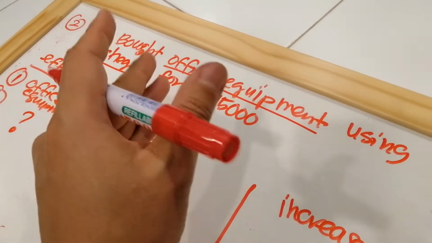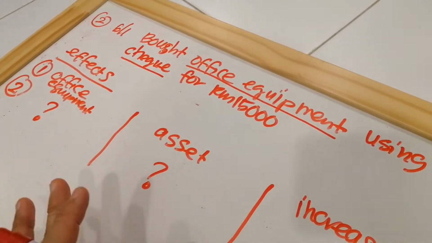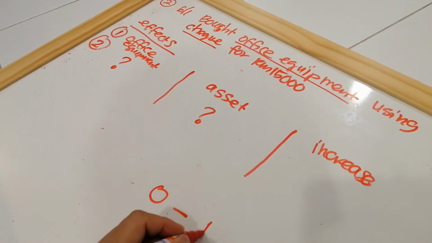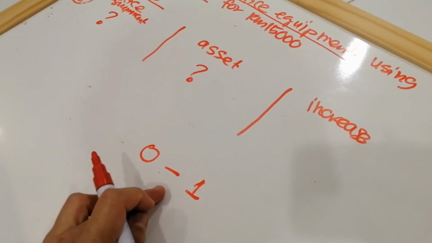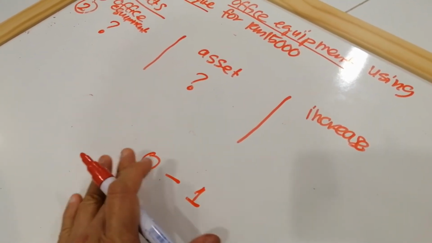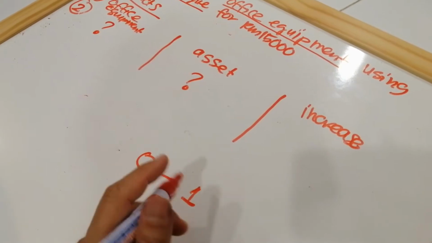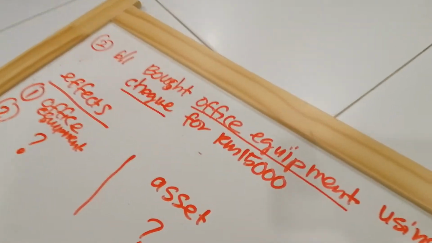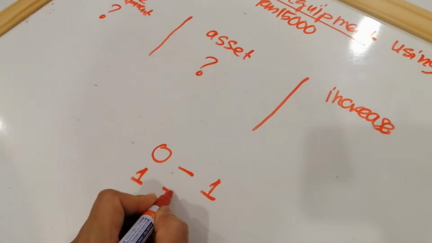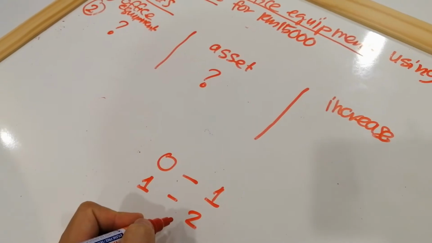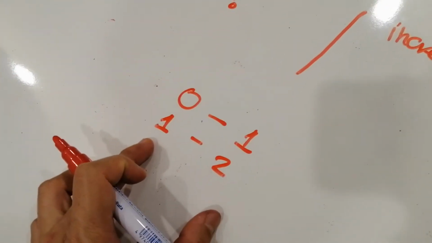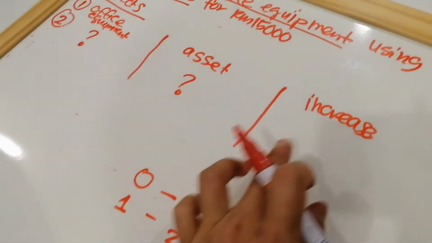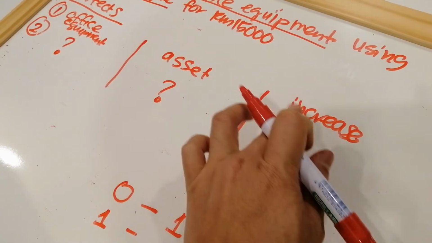So when the business bought office equipment, new office equipment, maybe before this, no office equipment, 0. Now business have 1. So the number showed here is increase. Or maybe before this, business have 1 office equipment. Now business bought another office equipment. So business have 2 office equipment. So the number is increasing from 1 to 2. That's why the effect here is increase. Asset for business increase.